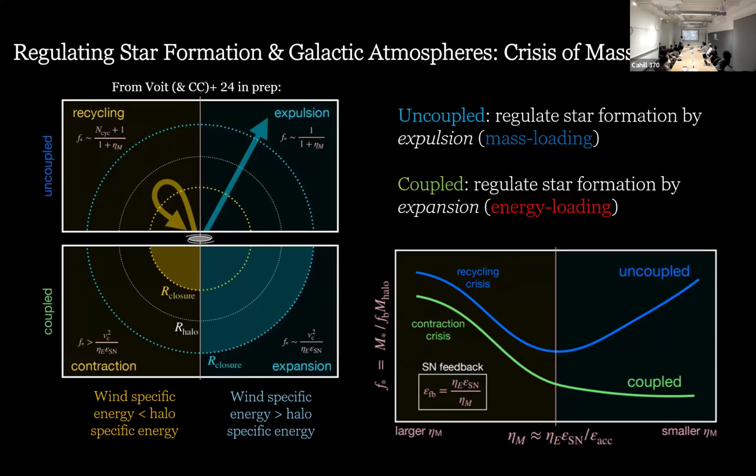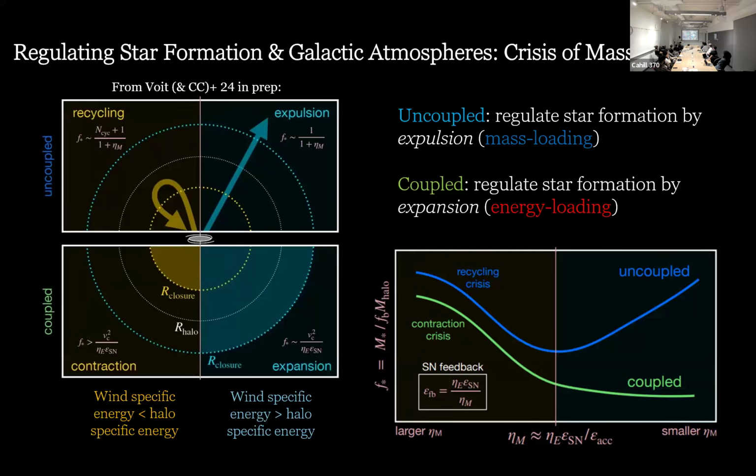And so in either of these two extremes, you still end up in a state of crisis if your mass loadings are too big. If winds are coupled, you can end up with a large-scale contraction of the CGM because you've mass-loaded it so much that it triggers a one-way cooling event. Or in the case when they're uncoupled, you're launching these heavy mass-loaded winds which are traveling at low velocities, and so they undergo really short duration recycling cycles that also limit the effectiveness of mass loading.